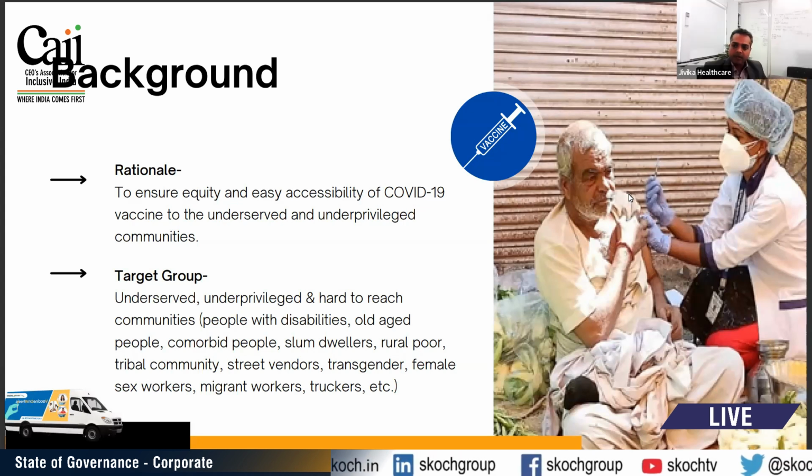So we basically help in reaching the hard to reach populations, that is people with disability, old age populations who are not able to move from their homes, including various other population strata, including slum dwellers or street vendors, including various specific communities, including transgender, female sex workers, HIV patients, migrant workers, trucker communities, and many more.